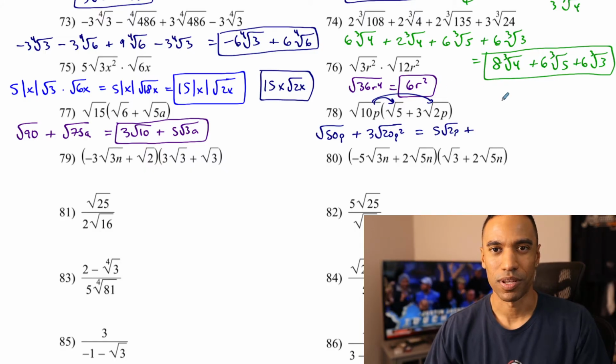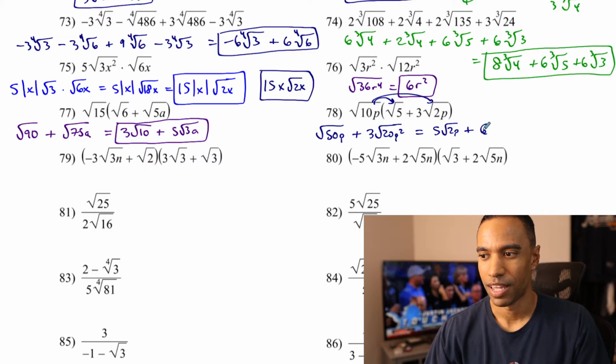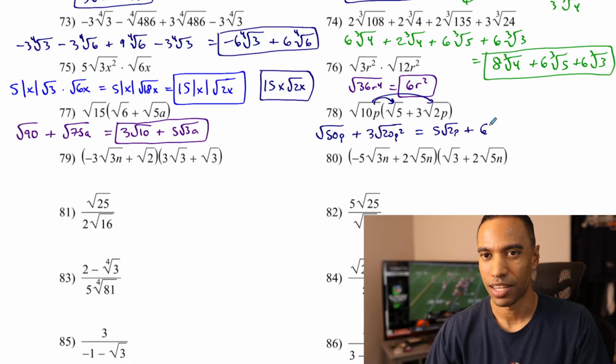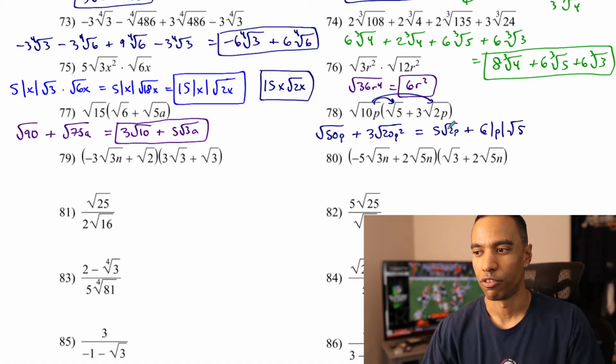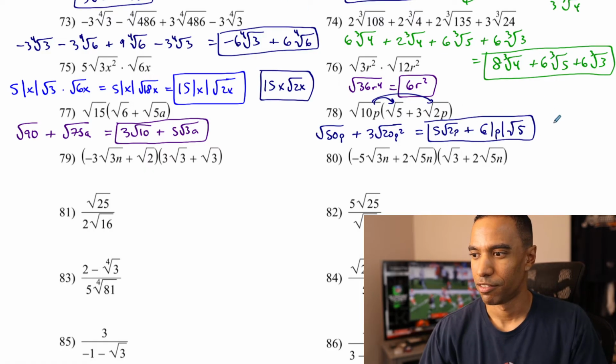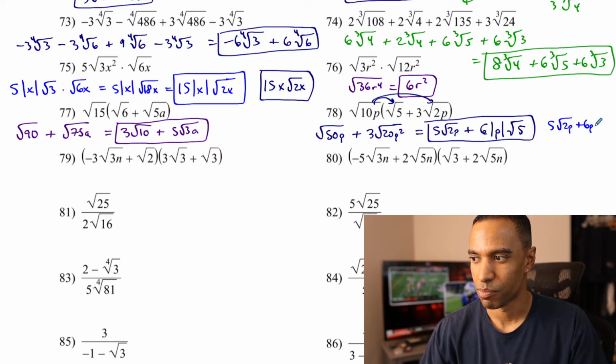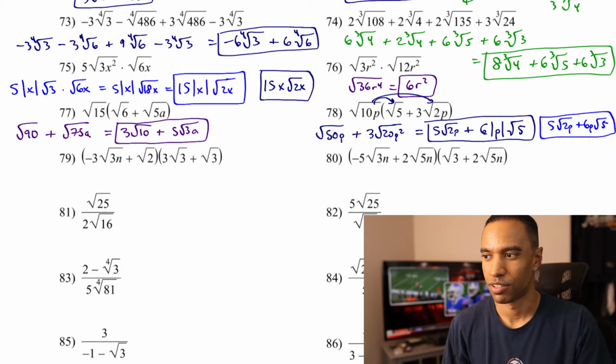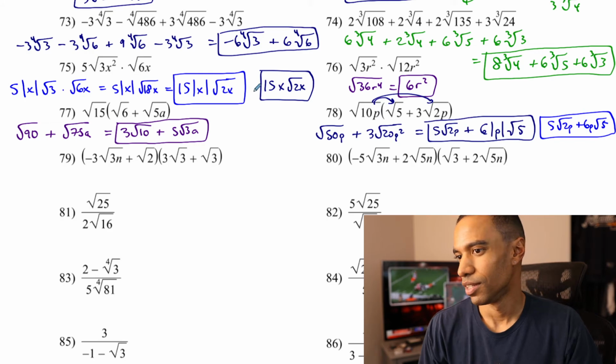So 2 root 5 times 3 is 6 root 5. So 6 root 5, and then the square root of p squared is the absolute value of p. 6 times the absolute value of p, root 5. Or for my students, I'm just going to put 5 root 2p plus 6p root 5. Again, don't worry about absolute values for our math students.